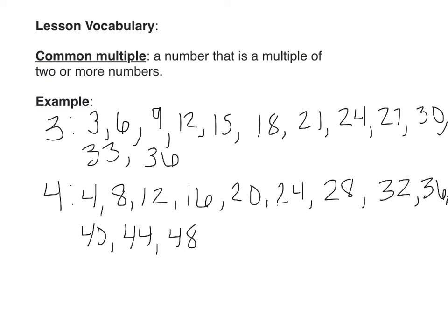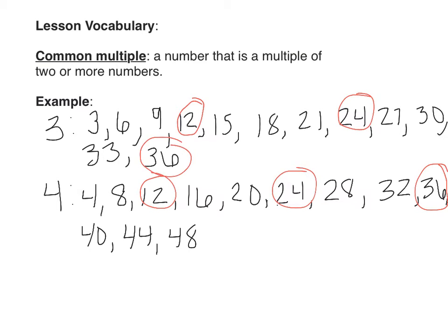Okay, so the last part is we need to circle the multiples they have in common, just like we did with common factors. So, let's see. They don't have 3 or 4 in common, or 6 or 9. Oh, they have 12 in common. Okay, they don't have 15 in common, or 18, not 21. Oh, 24 they have in common. Not 27, not 30. Oh, they have 36 in common, though.